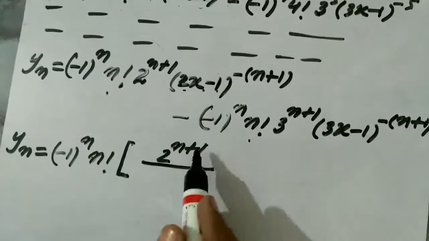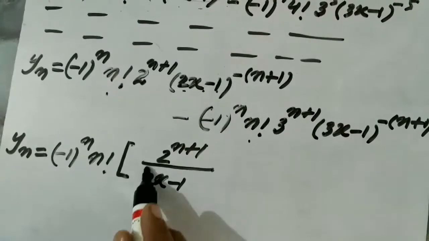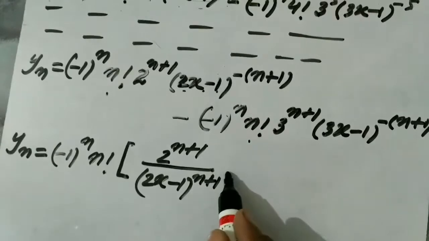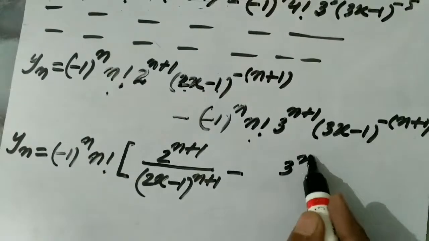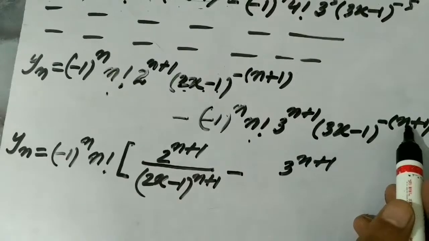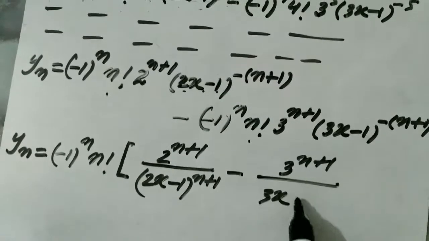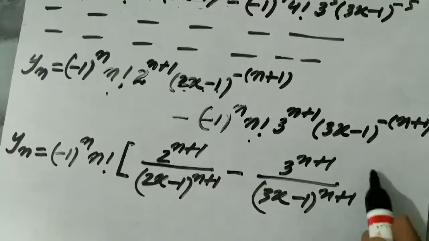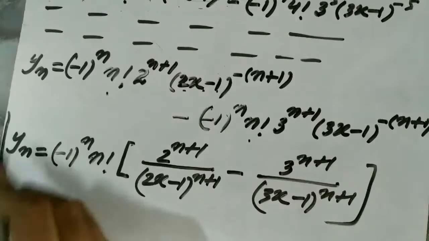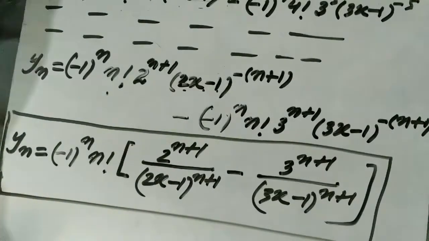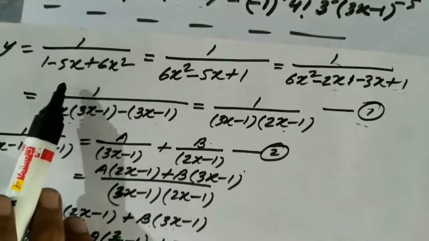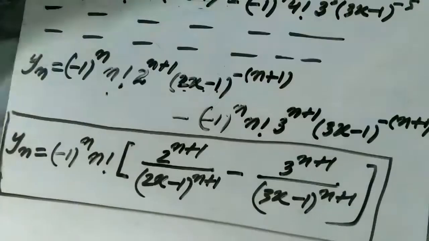So 2 raised to the power n plus 1 upon (2x minus 1) raised to the power n plus 1, minus, because we have taken minus 1 raised to the power n and factorial n common, so what is left? 3 raised to the power n plus 1, and we may write (3x minus 1) raised to the power minus (n plus 1) in the denominator as (3x minus 1) raised to the power n plus 1. So this is the required differential of the function y is equal to 1 upon 1 minus 5x plus 6x square. So this is how we calculate the nth derivative of a function of this form.